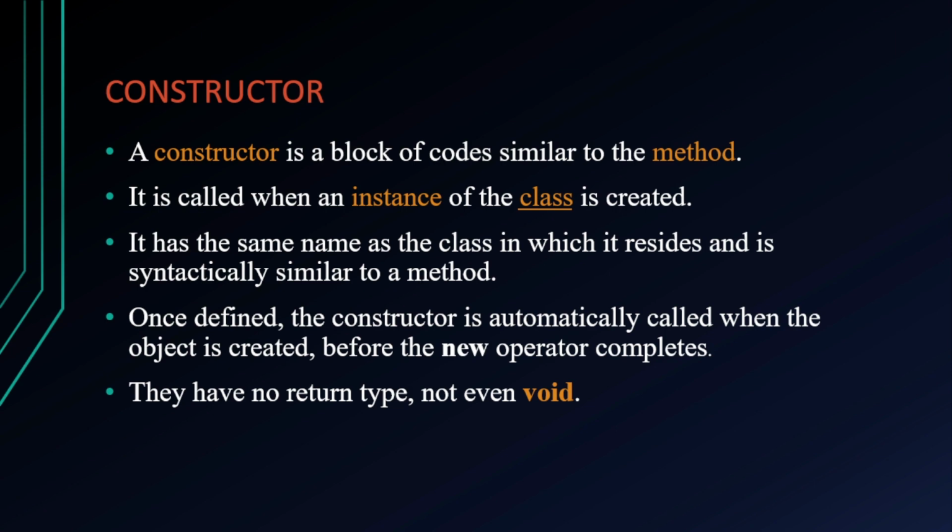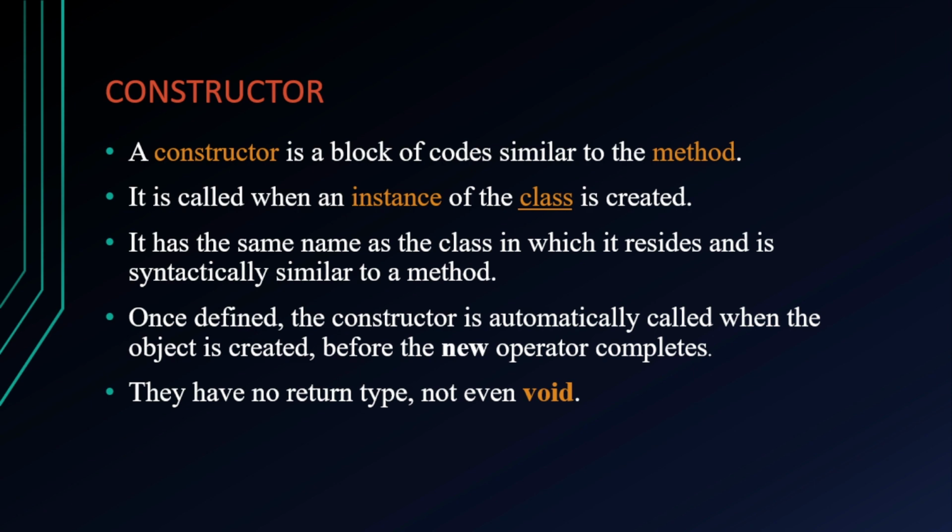Once defined, the constructor is automatically called when the object is created, before the new operator completes. Here we have talked about the new keyword. So whenever a constructor is called, it is automatically called when an object is created, just before the new operator is complete, that is just before the equal sign.